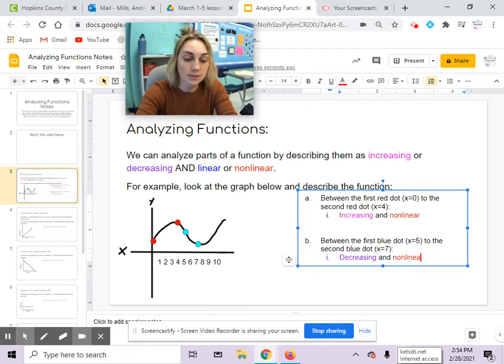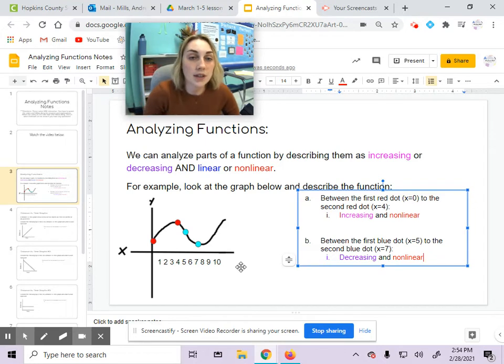It's not a straight line. All right, so that's all that is. If you're analyzing parts of a function, just tell me, is it increasing or decreasing? And is it linear or is it not linear? And that's all you've got to do.